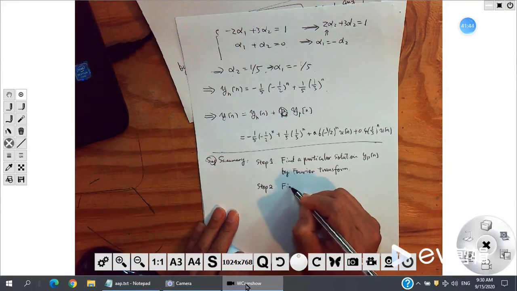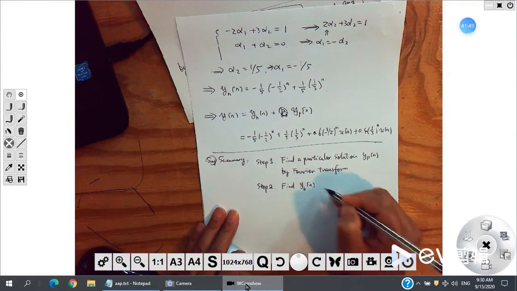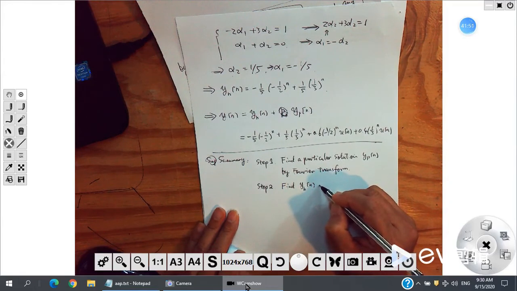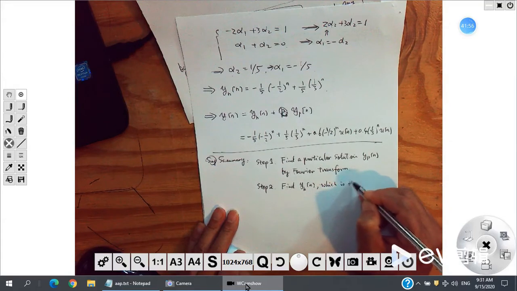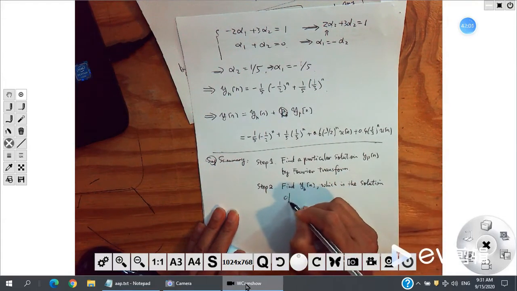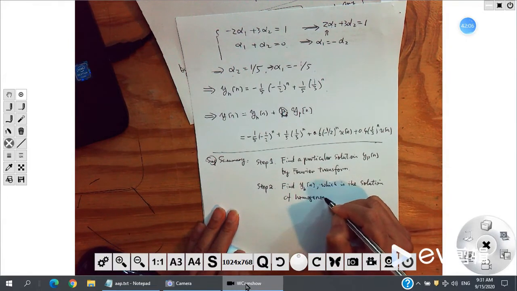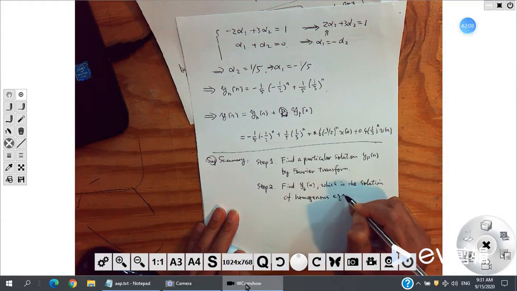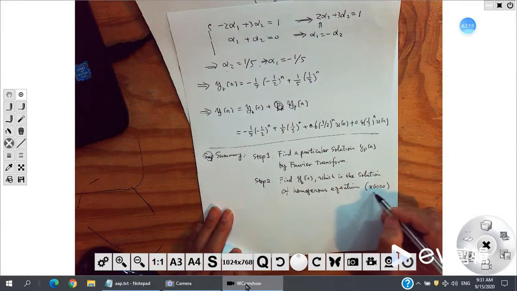Alright. Then step 2, find Y_H of n, which is the solution of the homogeneous equation. That means the input is 0. Yeah, for the homogeneous solution, you can just think the input side is just 0.